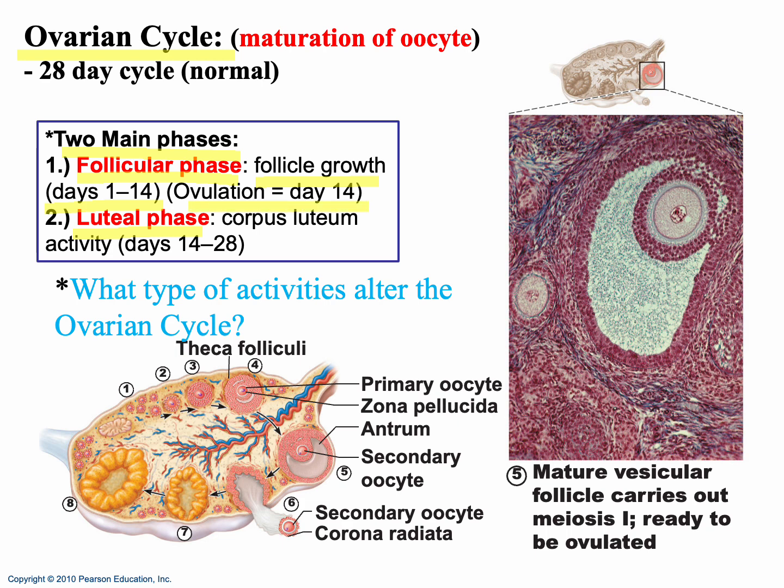The second half of this process is known as the luteal phase, referring to corpus luteum activity, which would be days 14 through 28. And again, this is all about the corpus luteum being maintained if the woman's pregnant with high amounts of estrogen and progesterone early on in the pregnancy. And again, if she isn't pregnant, the structure breaks down. So a great question to ask yourselves is, well, what type of activities would alter the ovarian cycle or the menstrual cycle?